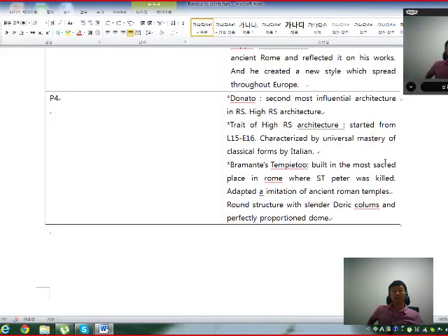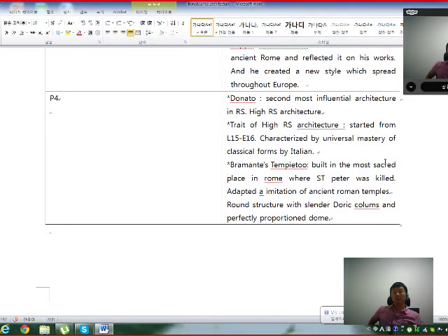Donato was the second most influential architect in the Renaissance. His works were based on Renaissance architecture. The trend of High Renaissance architecture started from the late 15th to early 16th century, and it was characterized by universal mastery of the classical forms by Italians.